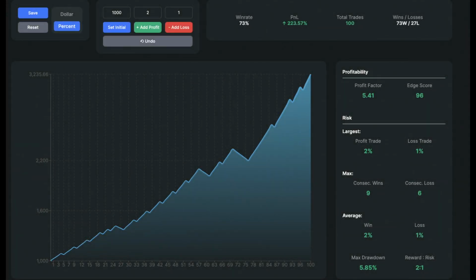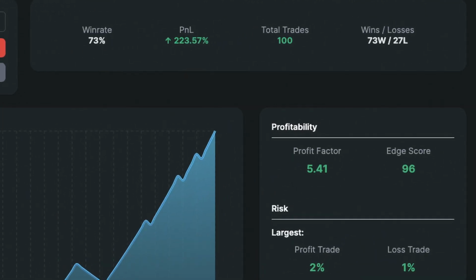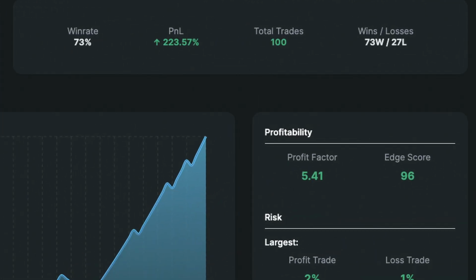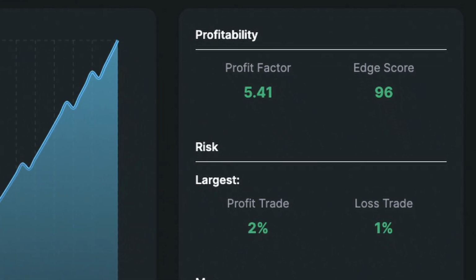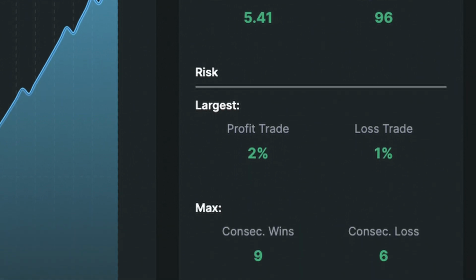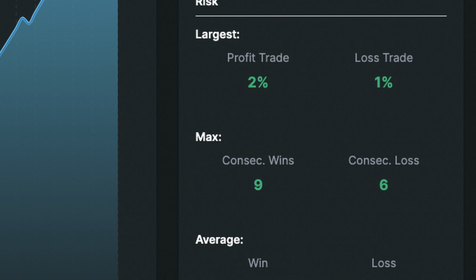Okay, so I've just completed the backtesting using the same parameters as the examples, and you don't have to be a genius to see the results for the strategy are just incredible. The win rate across 100 backtests was 73%. Not only that, but our true realized profit was over 223%. And if we look further into the stats, we see the profit factor for the strategy is 5.41, and at our peak we had 9 consecutive wins against just 4 consecutive losses.